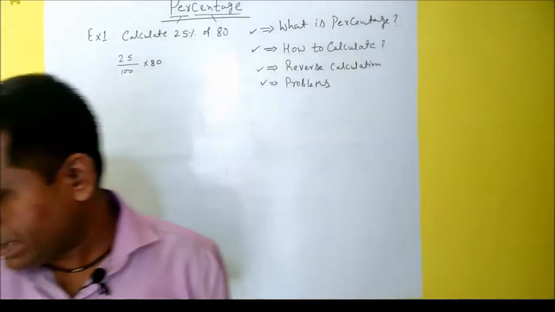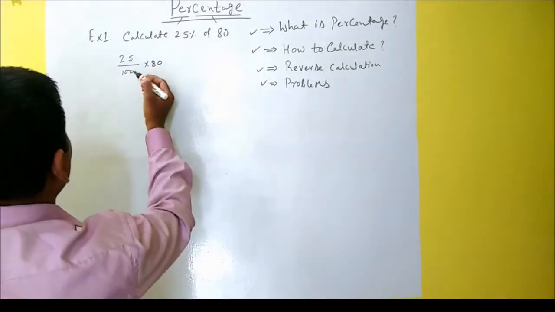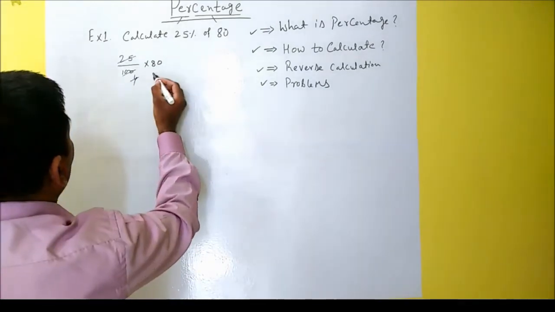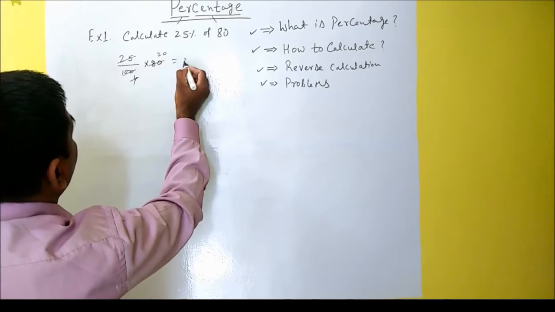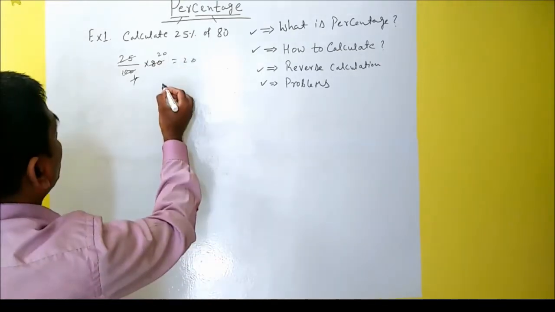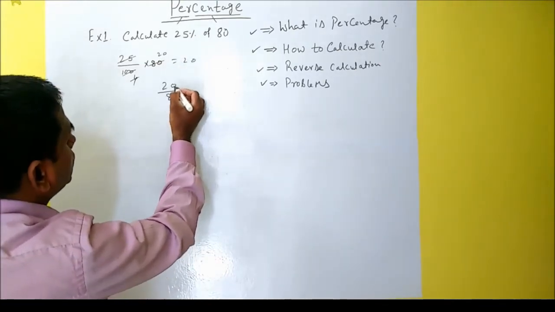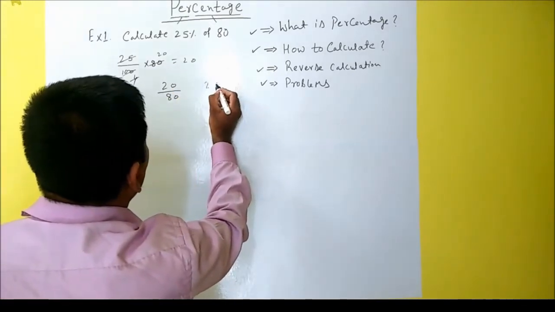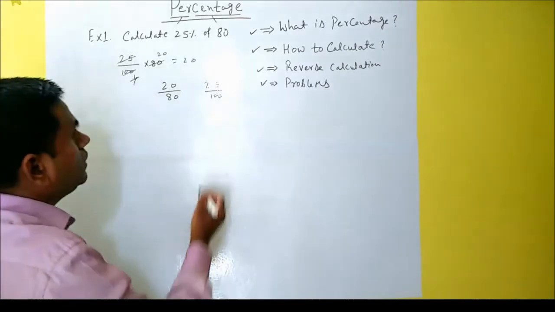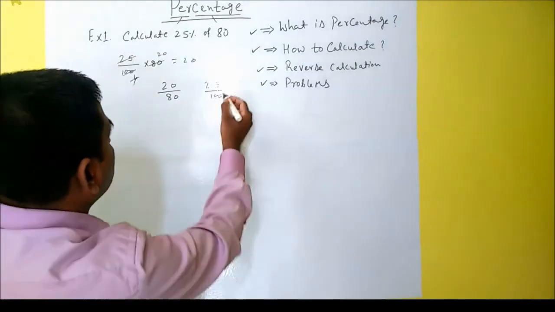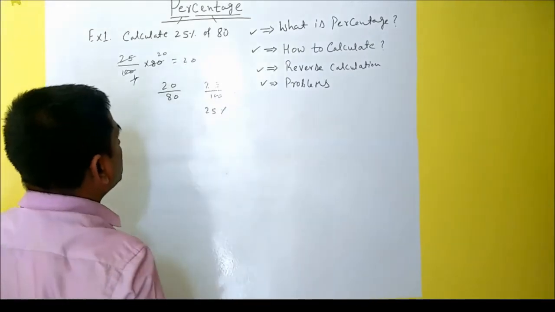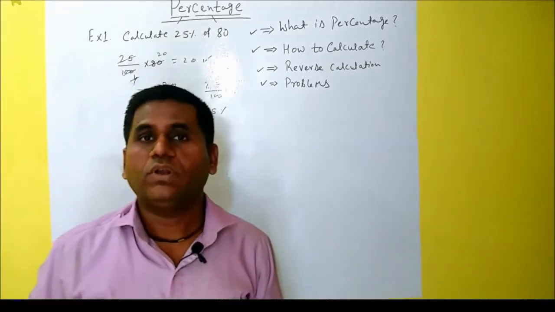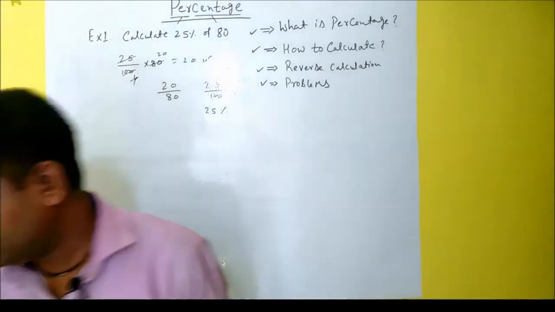So when we multiply this by 80, we will get the answer. So you can see here after cancellation, this becomes 20. So that means 20 out of 80 represents the same, which is 25 out of 100. Since 25 is out of 100, we can write 25 as percentage. So 20 is the answer in this example. Now let's take another example.